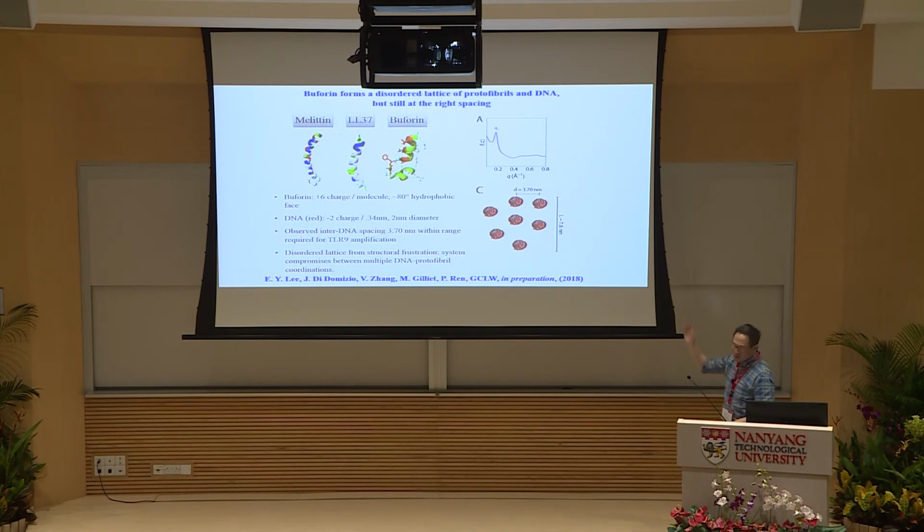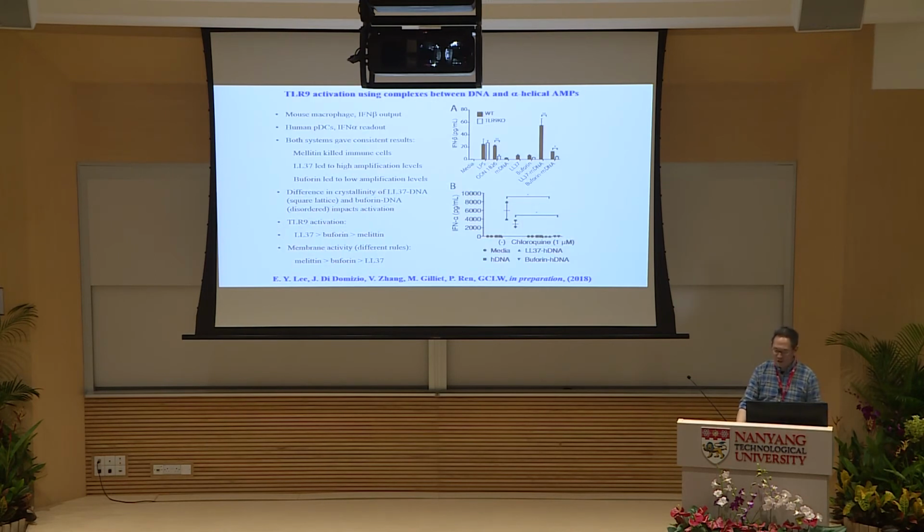So this seems to make sense, but how does this now dovetail with the immune experiments? The immune experiments actually follow the hypothesis fairly well. What we find is that LL37 led to high amplification levels, which makes sense. Melittin, we also expected to lead to high amplification levels, but it wound up killing immune cells because it is so good at permeating their membranes. And as expected, Gaduscidin led to low immune amplification levels.